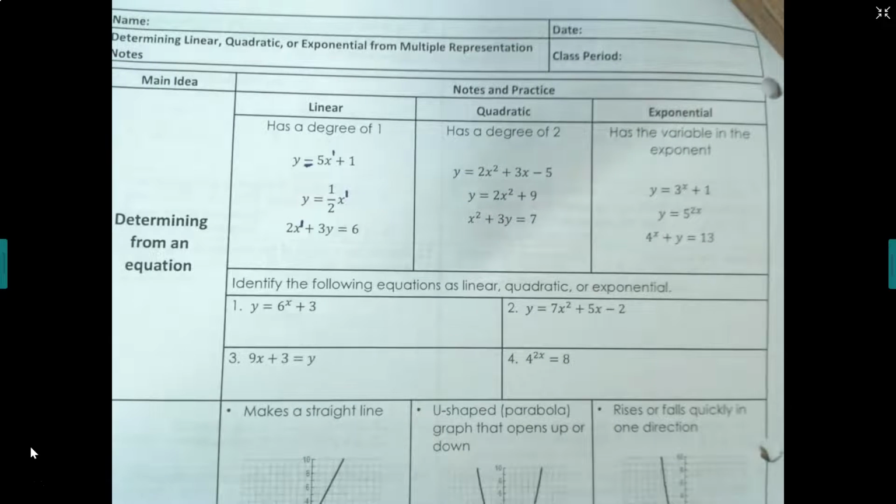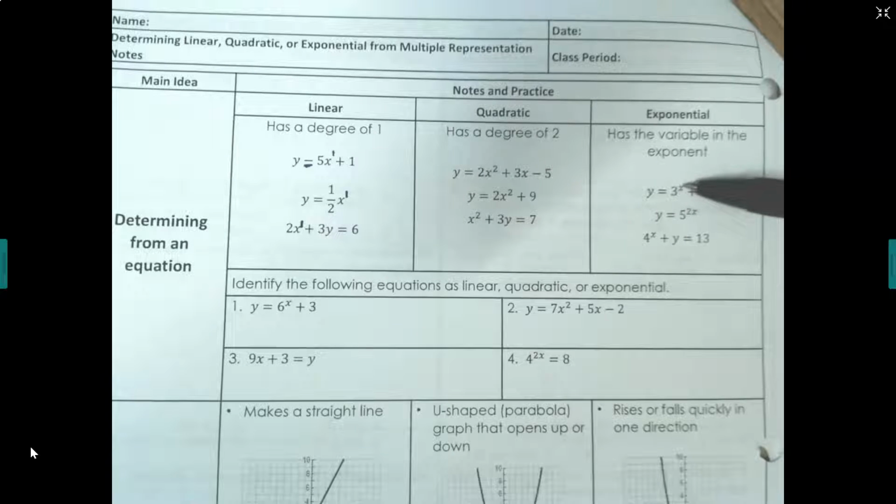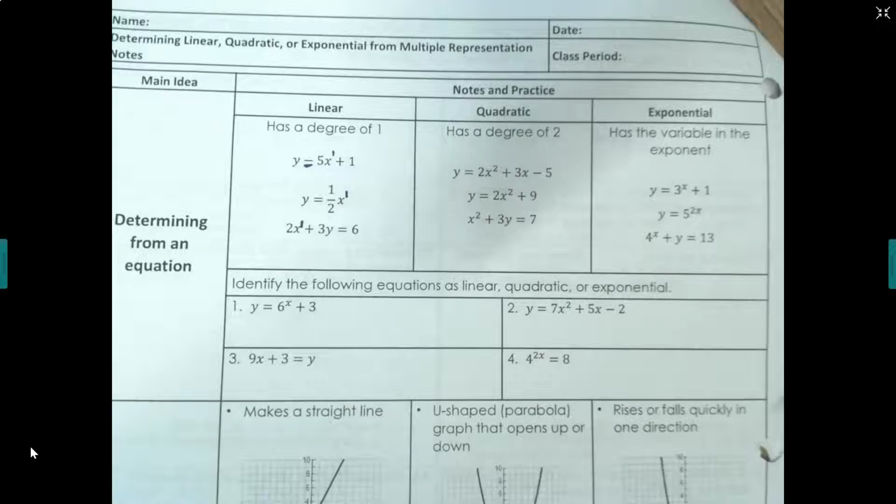Now, exponential. The exponential graph is going to have a variable in the exponent. So I always like to say the x is in the exponent for an exponential. So when you take a look, this is 3 to the x. The x is in the exponent spot. That makes it an exponential function. And that doesn't have to be the only thing up there. It could be 2 times x, or it could be x plus something or x minus something. As long as the x is in the exponent, we're going to call it an exponential. So let's take a look at a couple of these.